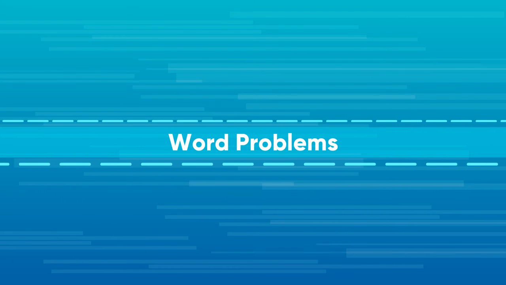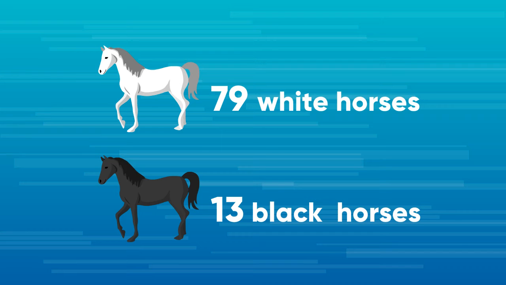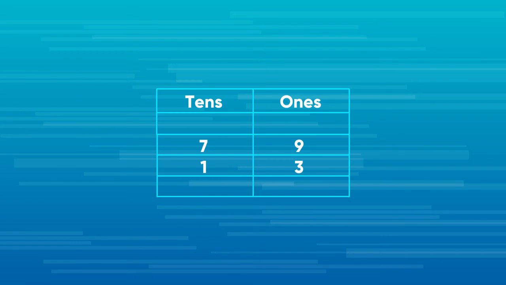Word problems. Example 1. There were 79 white horses and 13 black horses in the field. How many horses were there in all? Let us first make the place value table and place the numbers in it. 79 is equal to 7 tens and 9 ones. 13 is equal to 1 ten and 3 ones.